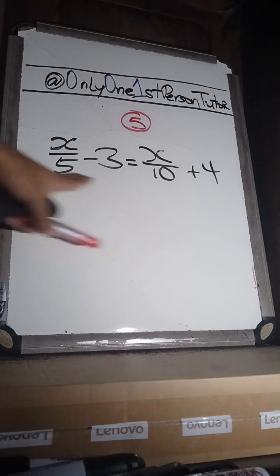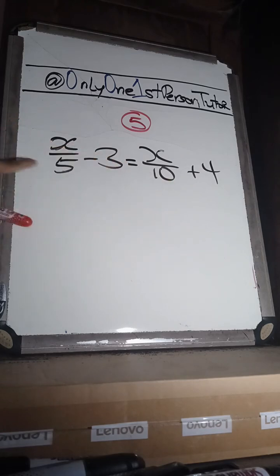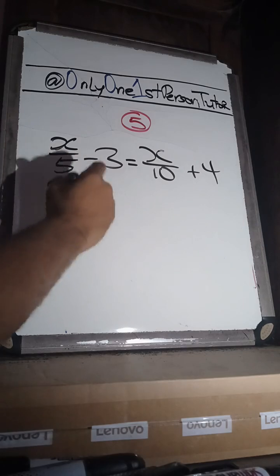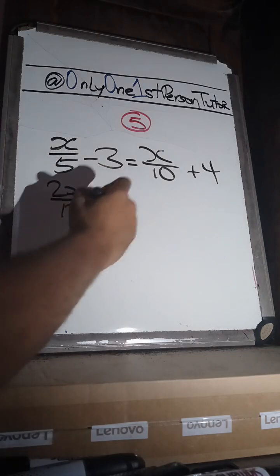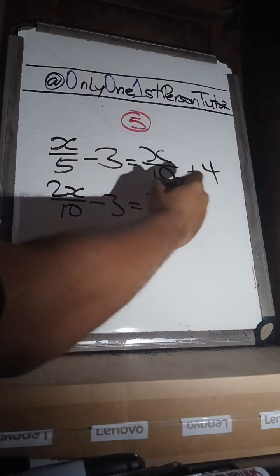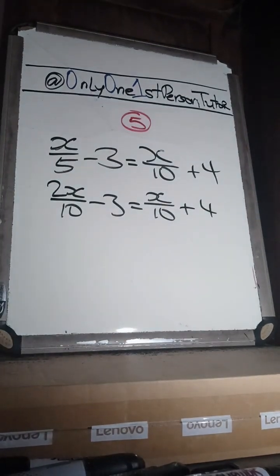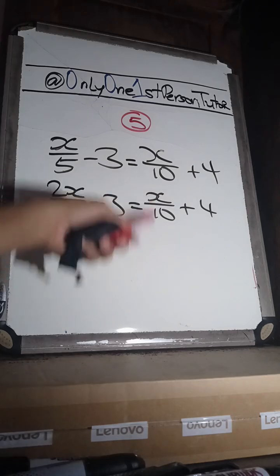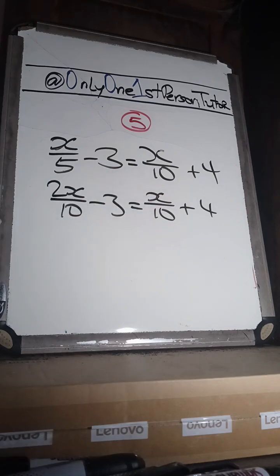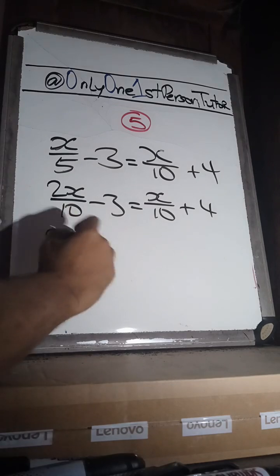So again, you know what we can do? Seeing that the LCM of 5 and 10 is 10, we might as well multiply this and this by 2, so it becomes 2x over 10 from early. So why not do that? 2x over 10. And then of course we add 3 to both sides and we minus x over 10 from both sides. So I can write it.